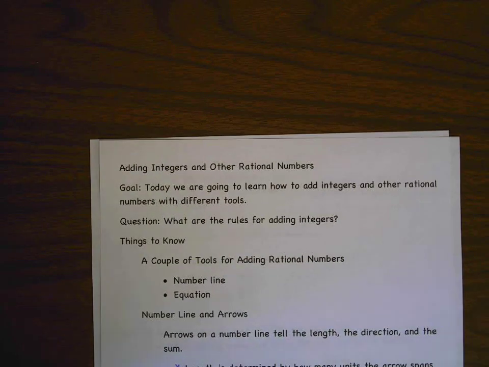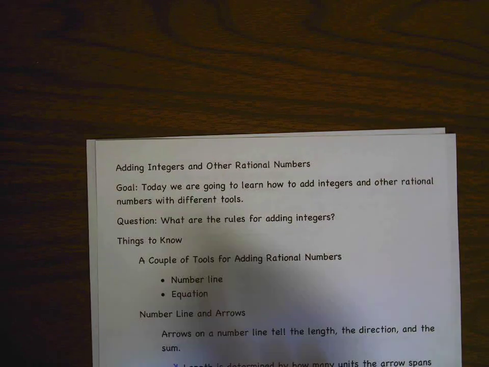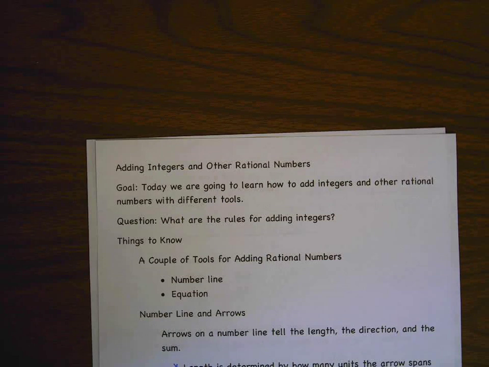So let's go back to our goal one more time. Today we are going to learn how to add integers and other rational numbers with different tools. Lots of different tools today. What are the rules for adding integers? Positive plus a positive gives you a positive. A negative plus a negative gives you a negative. And if you're adding a positive and a negative, you take the sign of the number that has the greatest absolute value.